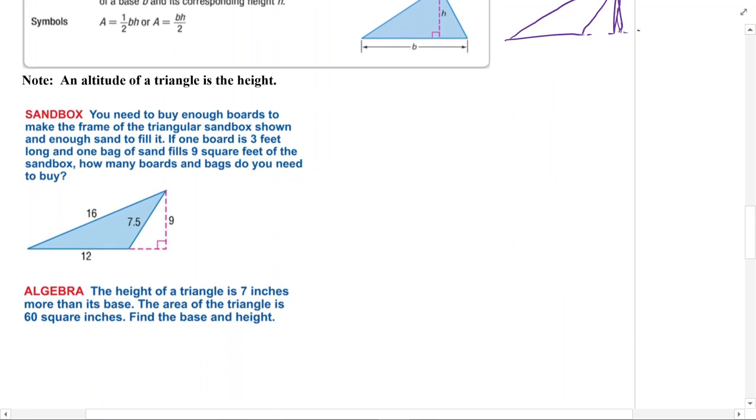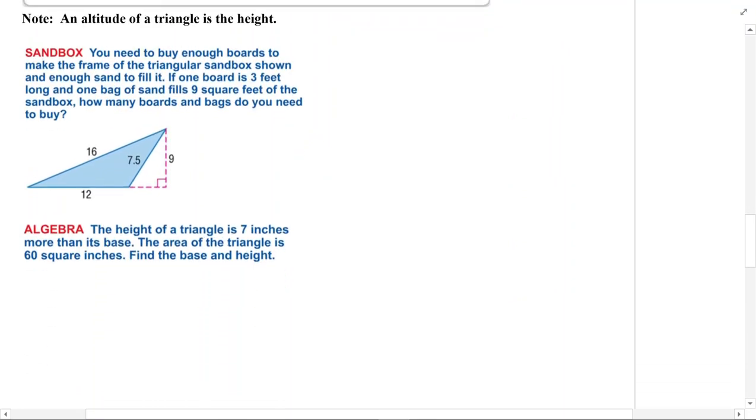First problem gives you the scenario that you need to buy enough boards to make the frame of the triangular sandbox shown and enough sand to fill it. If one board is 3 feet long and one bag of sand fills 9 square feet of the sandbox, how many boards do you need to buy and how much sand?